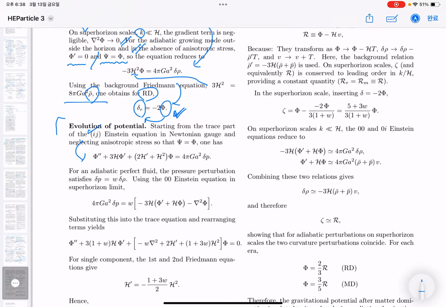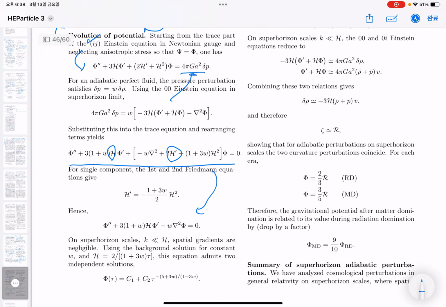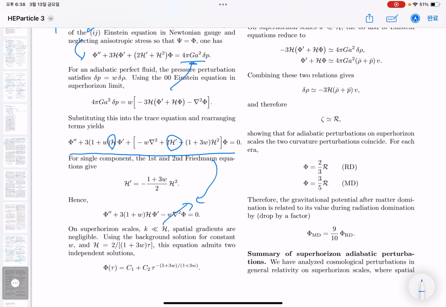And by using the 00 Einstein field equation again, the left-hand side can be rewritten by inserting that. Then the equation is the following. And by using the first and the second Friedmann equations again for the Hubble prime and the Hubble, the equation is simplified to the following form. And for the superhorizon limit, the gradient term can also be negligible. And the Hubble terms follow the following time relation for constant equation of state w.